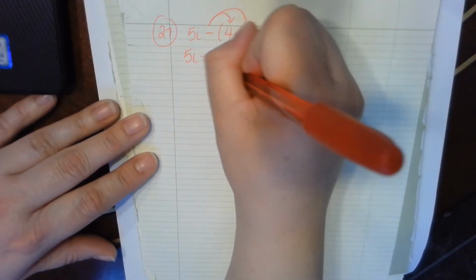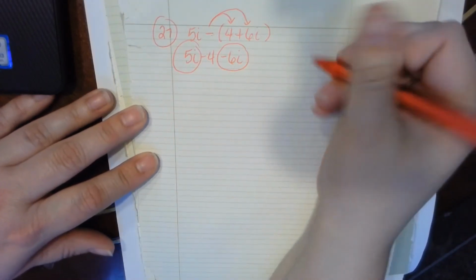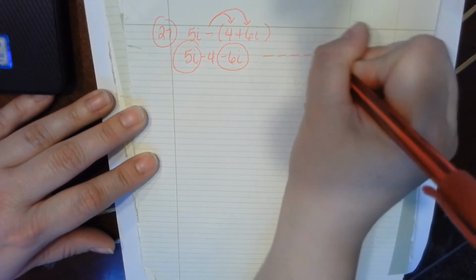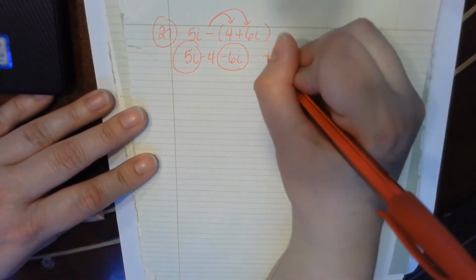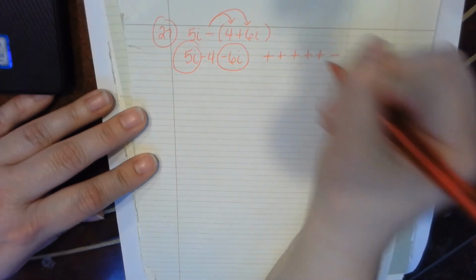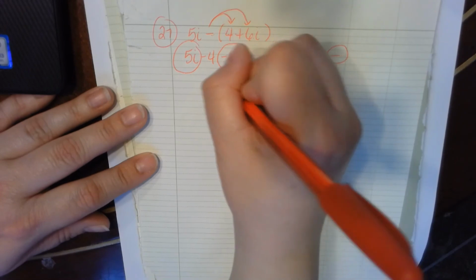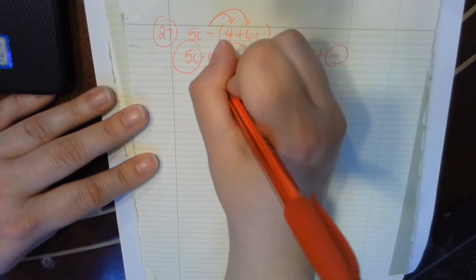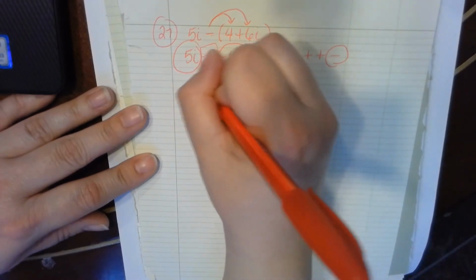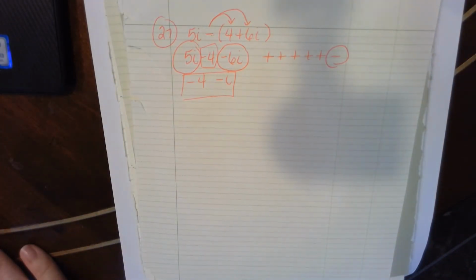When I look at my common terms, I have a negative 6i and a positive 5i. And don't forget, 1, 2, 3, 4, 5, 6 negatives are going to get canceled out with every positive. So 1, 2, 3, 4, 5. That leaves me with 1 negative. So I'll have a negative i, and I'll put my negative 4 in front of it. And that's it. Donezo.